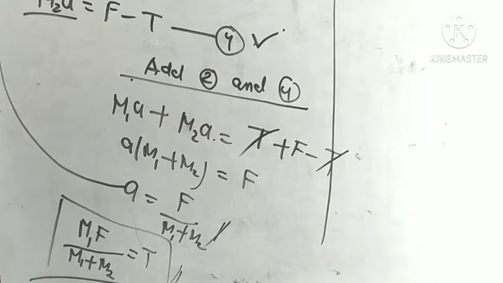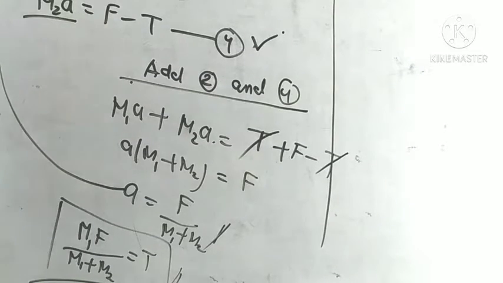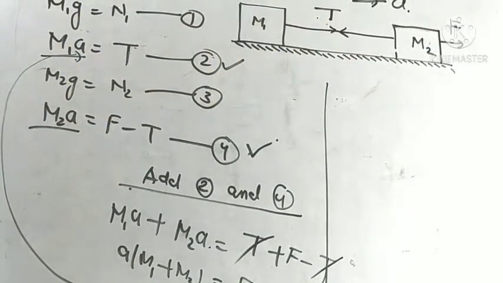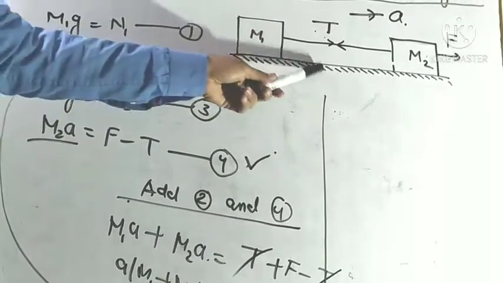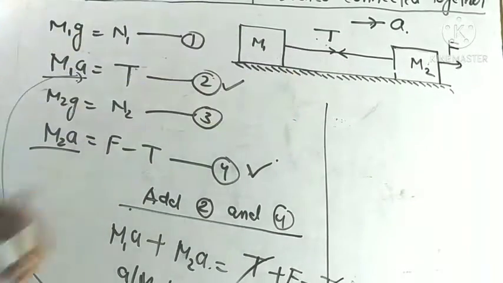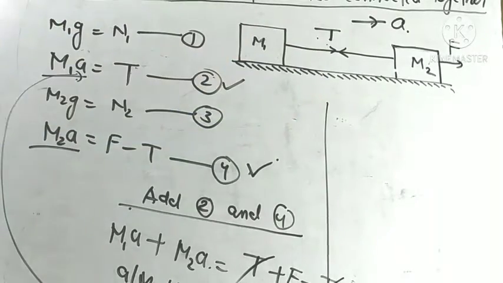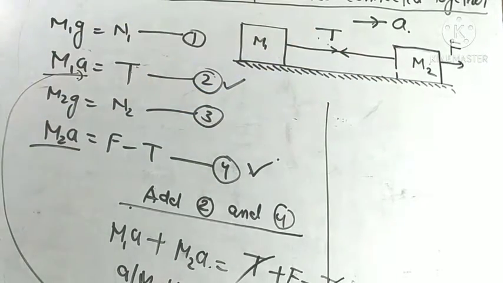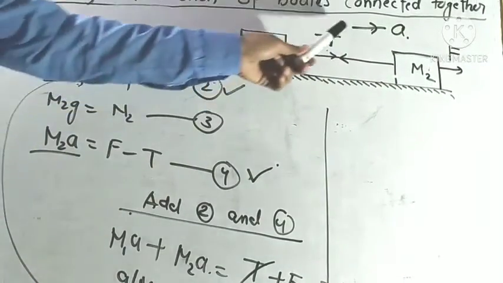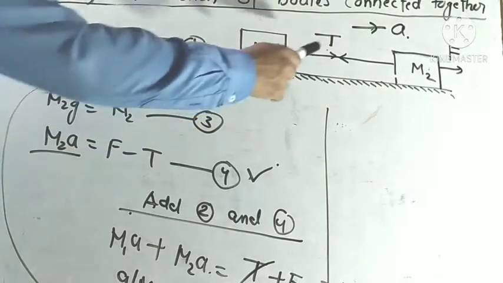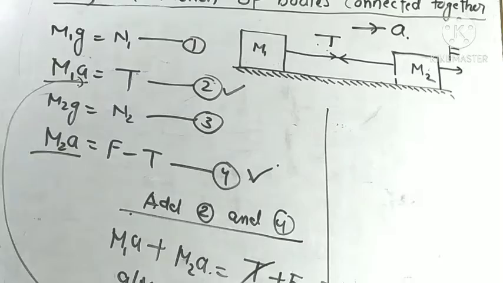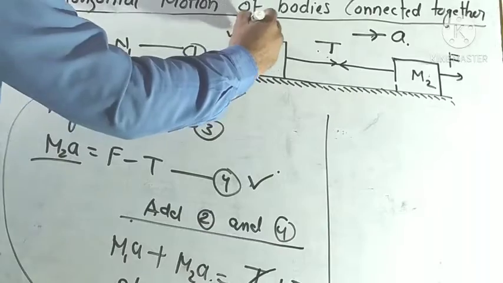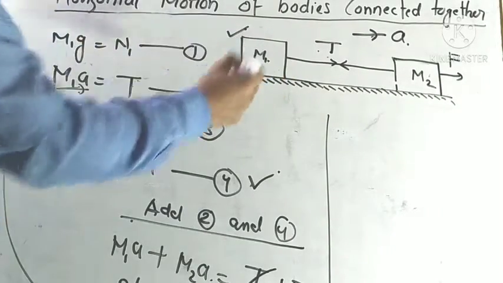I repeat again what we did here. We take two bodies having mass m1 and m2, both placed on a frictionless table. Both bodies are connected by a string having tension T, and the system is pulled by applied force F on mass m2, due to which both bodies come in motion with the same acceleration a. Now we have to find the tension T in the string and the acceleration, because both these quantities are unknown. Firstly, we see how many forces are working on the first body.